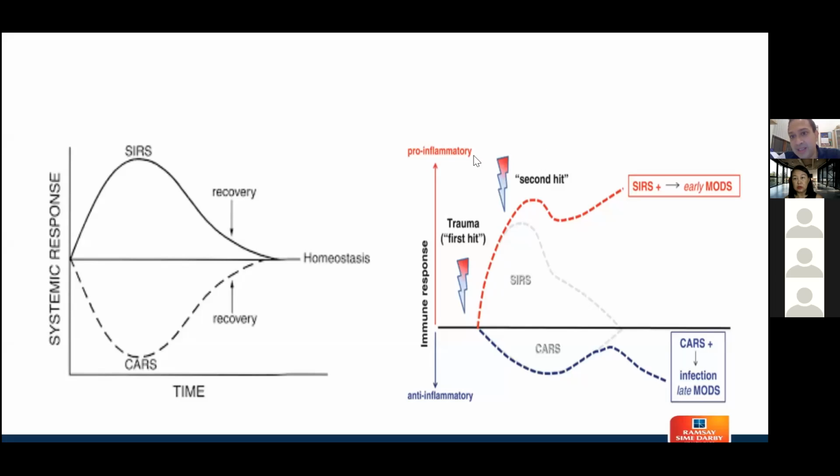But the second hit occurs if you do a prolonged or difficult surgery. So you increase the inflammatory markers again, and then they go off the charts. And then they end up with multi-organ dysfunction syndrome, MODS as they call it. Okay, and eventually death actually. So the idea of damage control orthopedics is avoid the second hit. Avoid operating at a time when they're going to do worse.